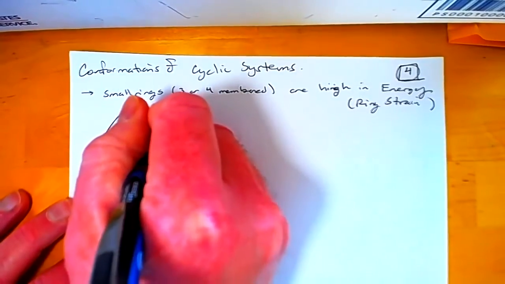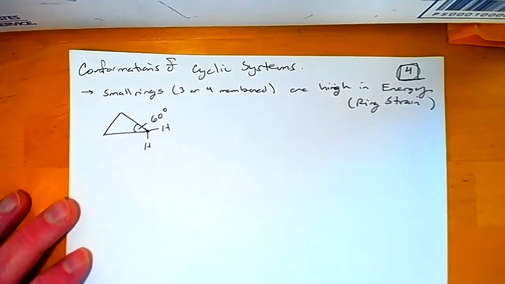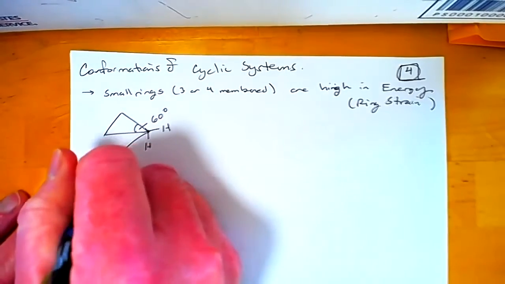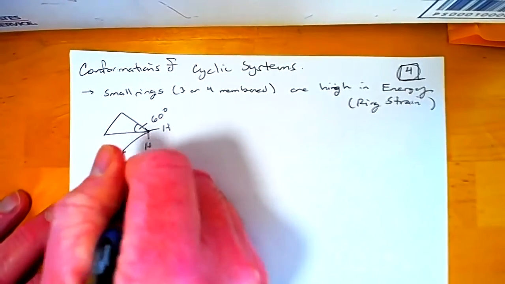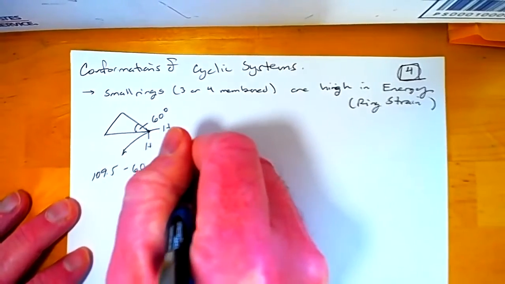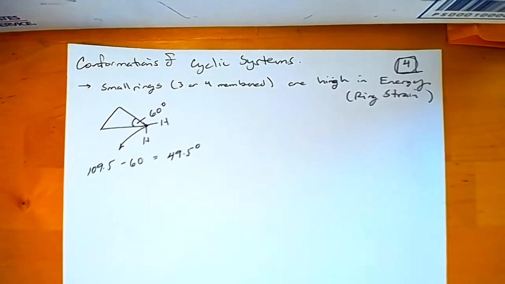Now, this carbon atom right here, however, is attached to 4 different groups. So that means in reality, that bond angle should be closer to 109.5. But it has a 60-degree bond angle, which means you have a 49.5 degree amount of ring strain that's associated with that system. Okay.